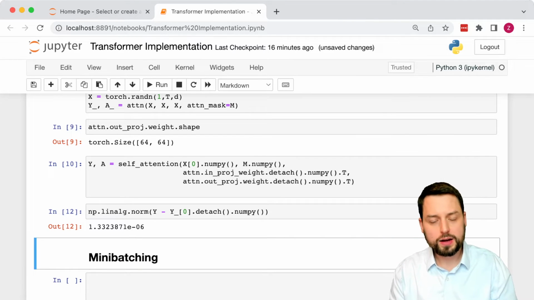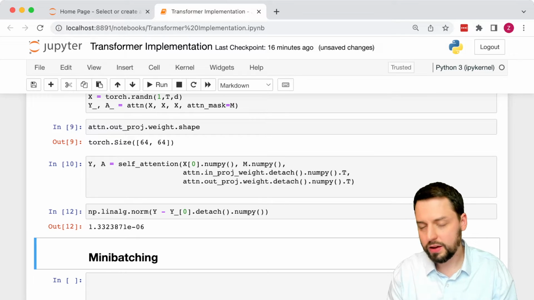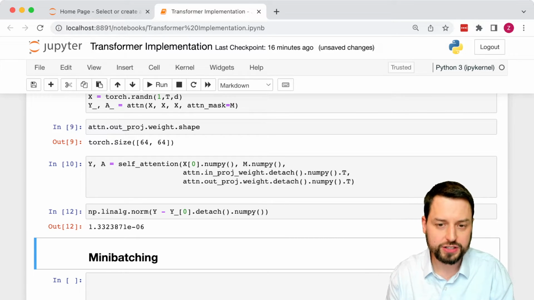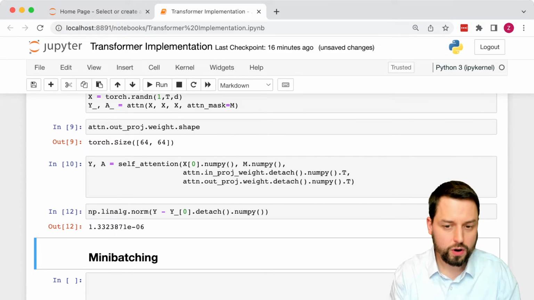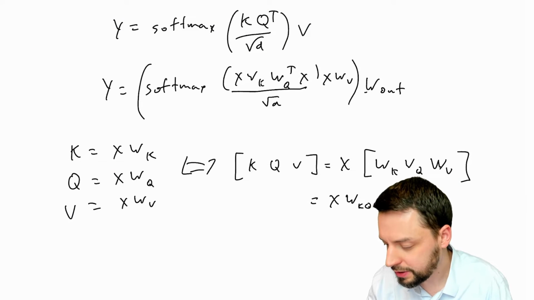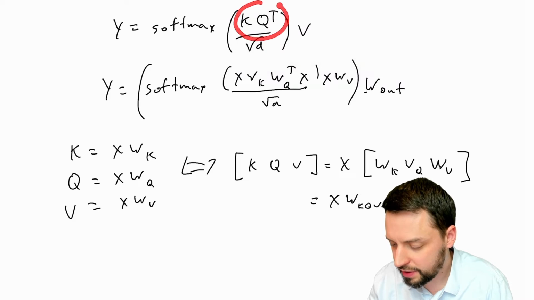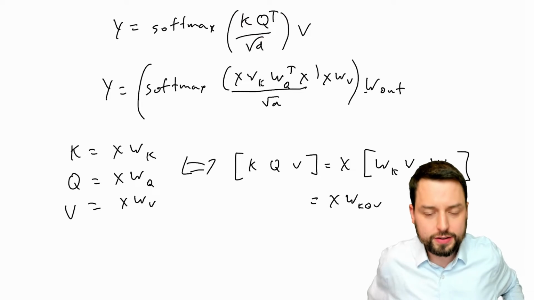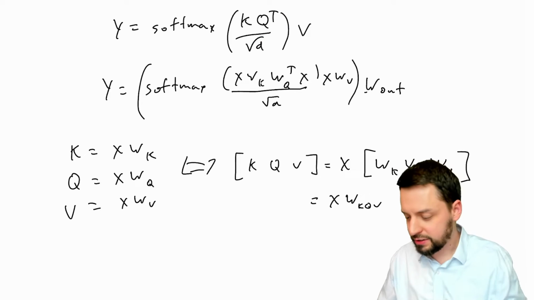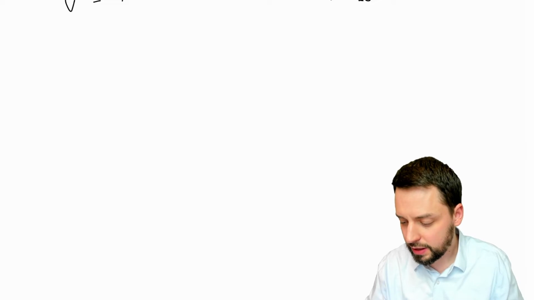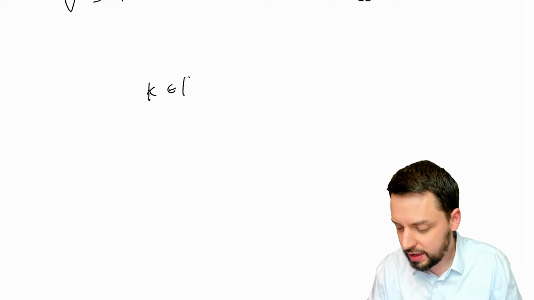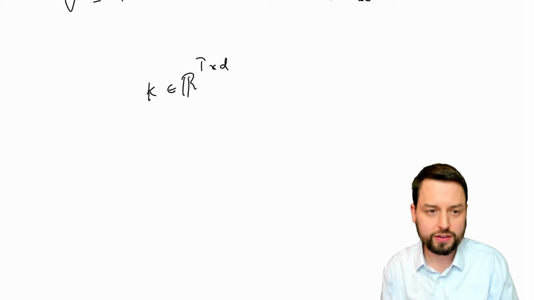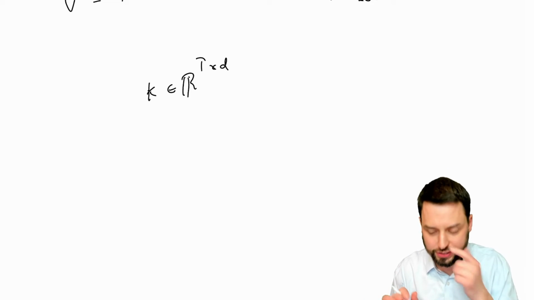Okay, so when we want to do mini batches in attention, let's look back at the formula we had for self-attention here, and I'm just going to look at this equation here. And this is for a single batch, right? So for a single batch example, K would be a T by D matrix, for a single mini batch.